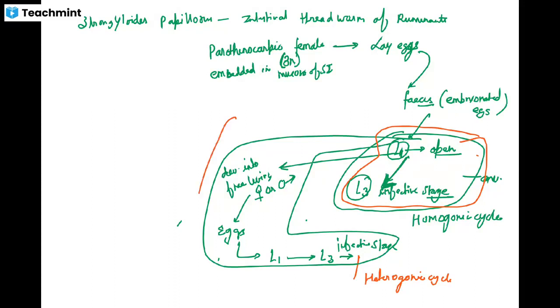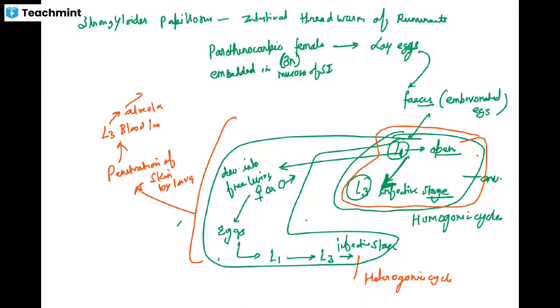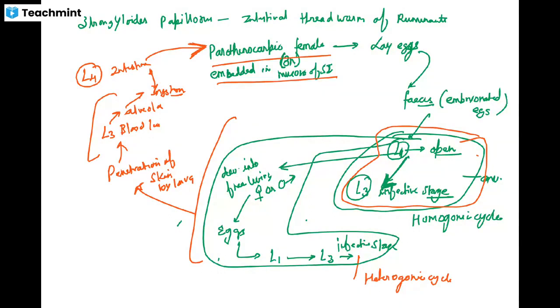Then after that, penetration of skin by larva, then L3 will reach into blood, lungs, then alveolar space, then again tracheal route of migration, then its ingestion will happen, ingestion by the same host, then it reaches the intestine. Here L4 develops, then again that parthenogenetic female is embedded in the mucosa of the small intestine.